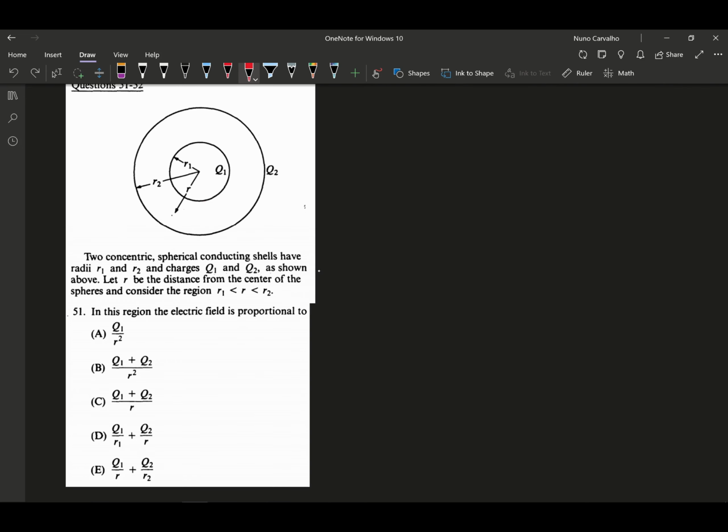And so in the first question of this problem, it's a two-part question, we are told in this region of r that's in between R1 and R2, what's the electric field proportional to? Well, really, we're just going to be using Gauss's law here, which looks like this. This is a very important formula, which is to say that we need to be thinking about the enclosed charge in this area right here. And so that's going to be just Q1. If you really think about it, the only charge enclosed is going to be Q1 inside of here.